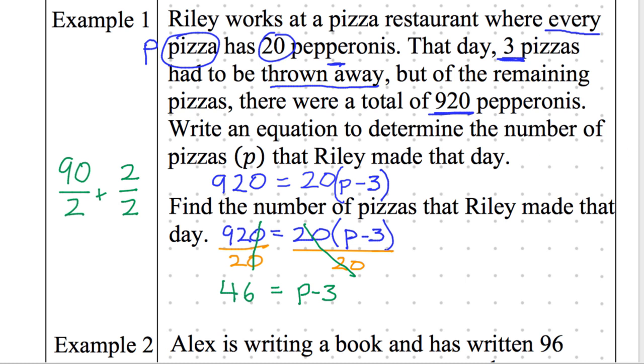Plus 3 on both sides. Yeah, add 3 on both sides. So plus 3, kind of running out of room, plus 3. And the 3's cancel out. So Jose, read the final answer. 49. And you box it, yep. There it is. So that means Riley made 49 pizzas, and he threw away 3, so that's where the 46 came from.